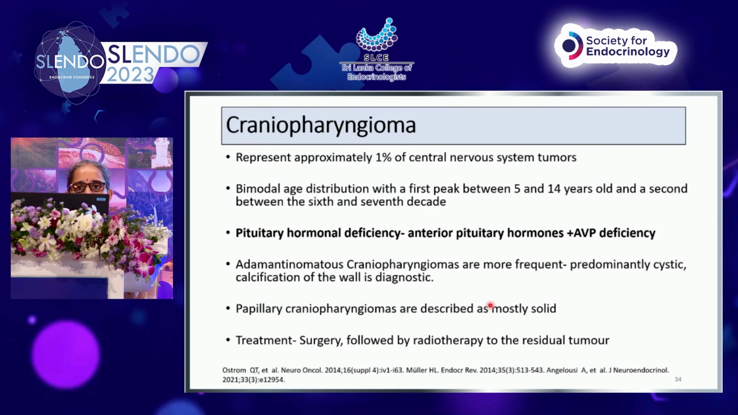Craniopharyngiomas account for about 1% of CNS tumors. They have a bimodal age distribution occurring in childhood and later on again in the 6th and 7th decade. They have a combination of anterior and posterior pituitary hormonal deficiencies, and treatment is with surgery followed by radiotherapy to the residual tumor.